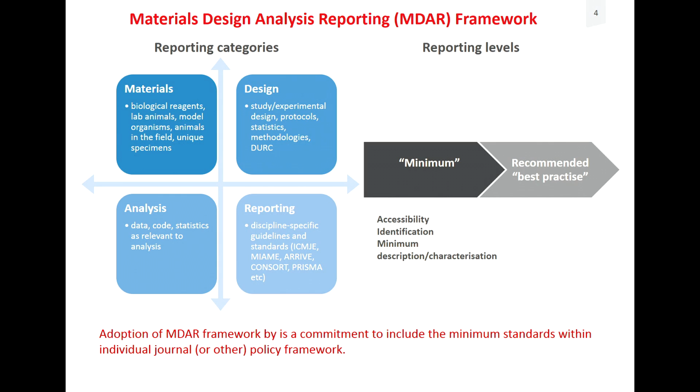So across the minimum and recommended best practice, there are 2 shared criteria of accessibility and identification. And what I mean by that is for each output, we expect disclosure about whether the output is accessible, and where, if it's accessible, and second, how can the output be unambiguously and uniquely identified?